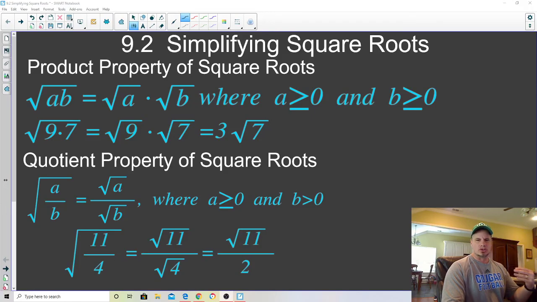Today is 9.2, and it's probably one of the hardest sections of this chapter for a lot of students. If I were to pick out all of the hardest lessons out of the entire pre-algebra book, for some reason this one would rank right up there. It would probably be in that list of hard lessons.